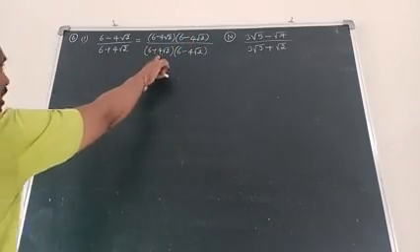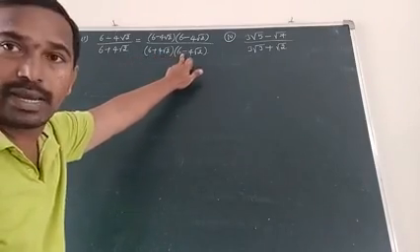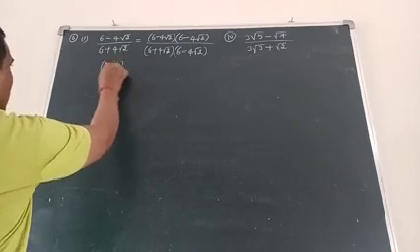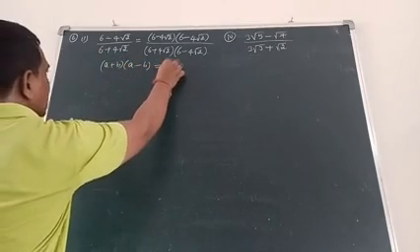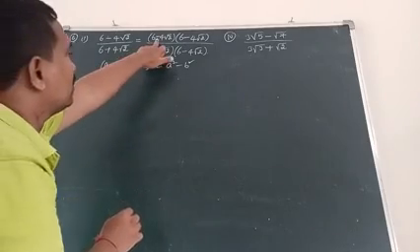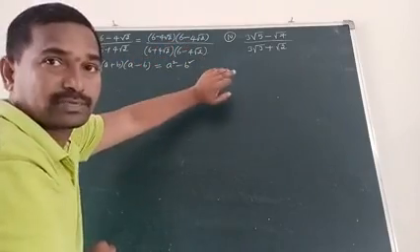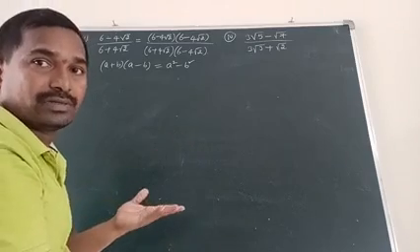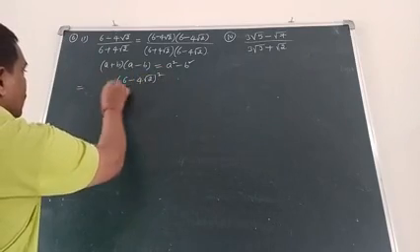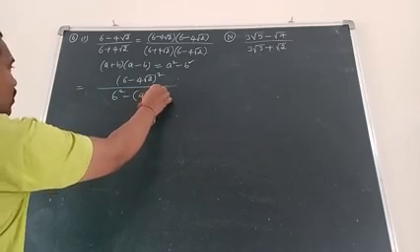Now for the denominator, it is in the form of a plus b into a minus b. So what is the identity? The formula: a plus b into a minus b equals a square minus b square. So for the numerator, multiply. This is the same, 6 minus 4 root 2 into 6 minus 4 root 2, that is 6 minus 4 root 2 whole square. Here a square is 6 square, minus b square, 4 root 2 whole square.